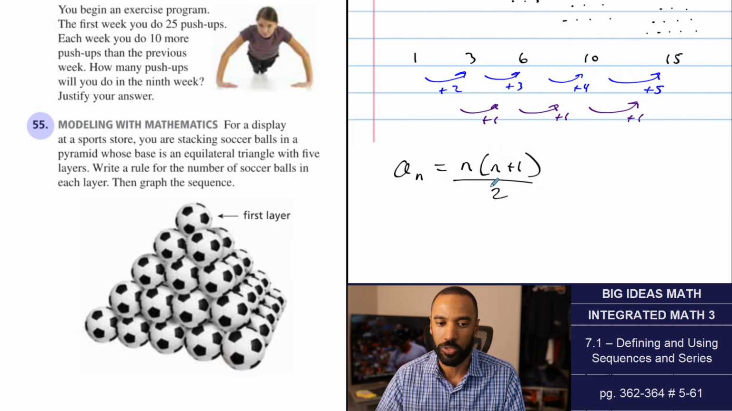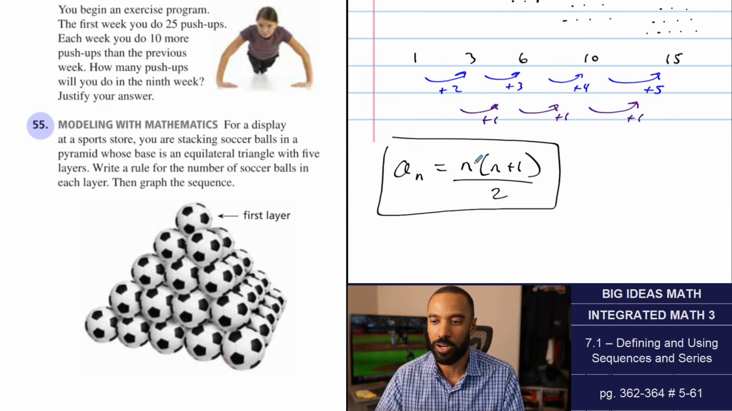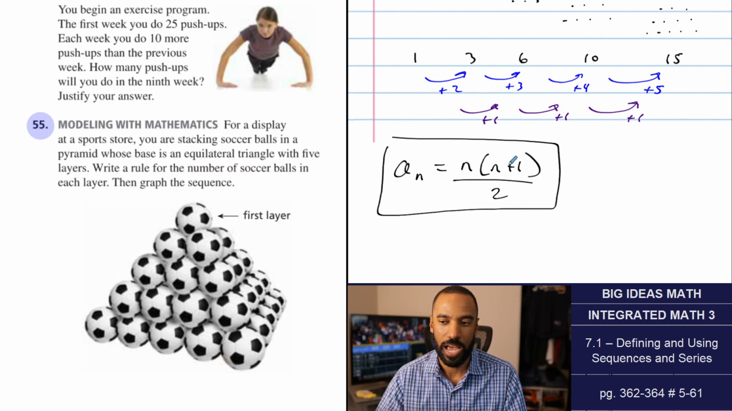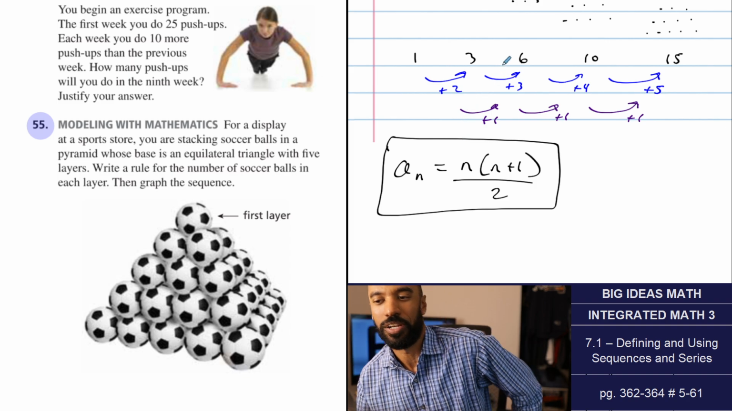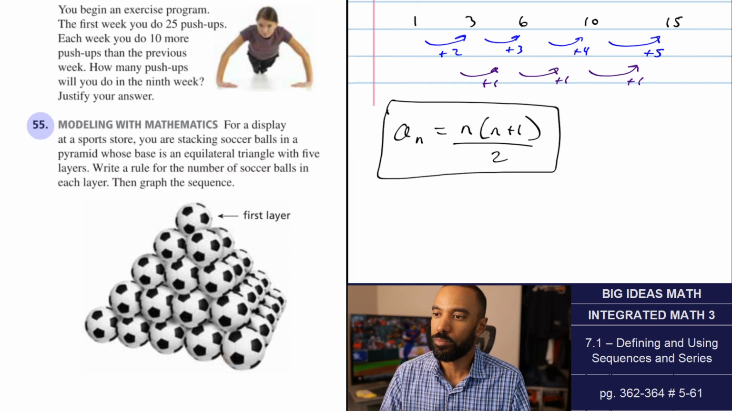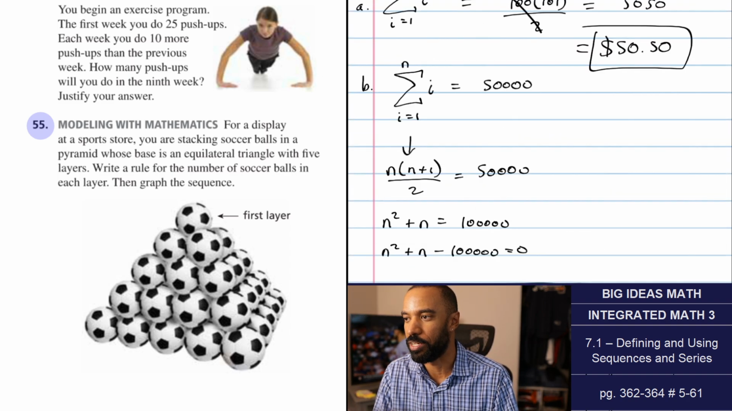like that for each layer, for that being the first layer. And let's confirm that it works. 1 times 2 is 2 over 2 is 1. Listen, we know it works. We did it before, so I guess we're good. They did say graph it, though. So 1, 3, 6, 10, and 15.